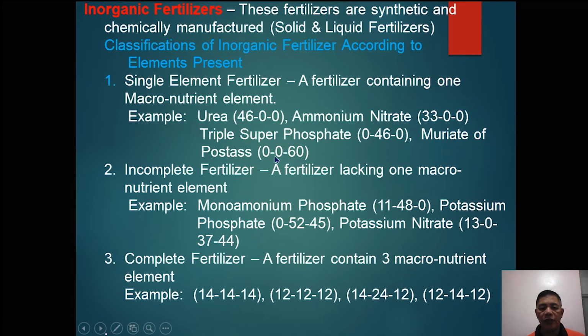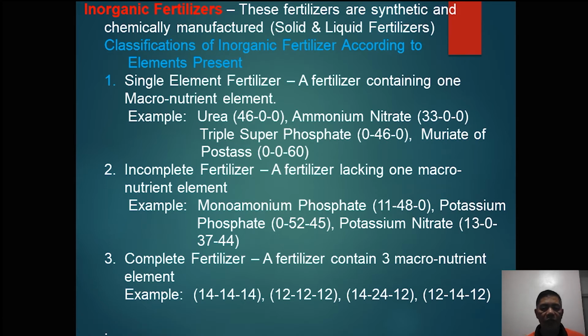0% nitrogen, 0% phosphorus, and 60% potassium. Okay? So that's the reason why urea, ammonium nitrate, triple superphosphate, and muriate of potash are considered single element fertilizers, because each only contains one macronutrient element. We have, as I mentioned, urea, ammonium nitrate, and so on, and muriate of potash.